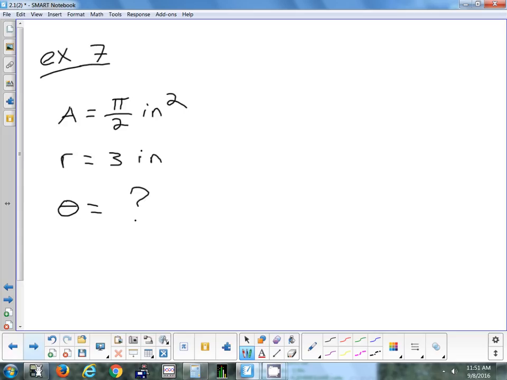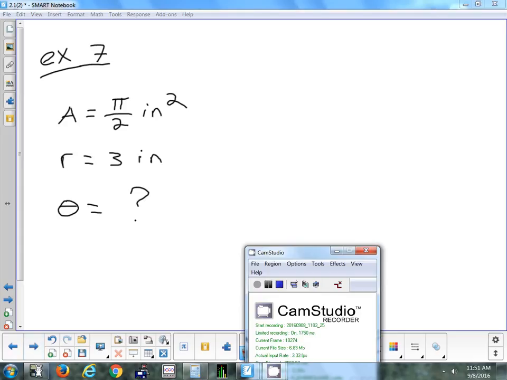Okay, what's nice about this is they give you the radius, so you're not going to have to worry about doing any kind of square roots. You're going to be able to just get a number squared for your radius. Okay, so take a couple minutes and see if you can find the angle here. All right, so let's take a look at finding our angle.